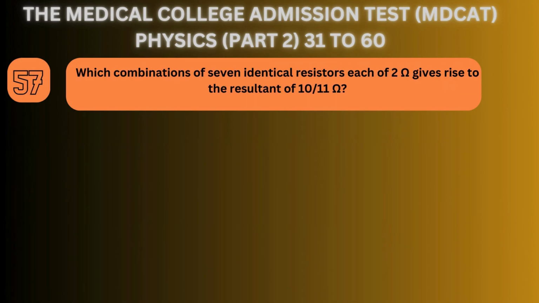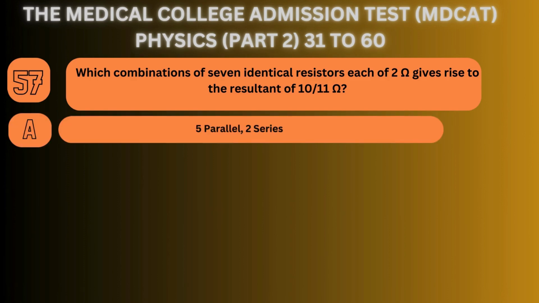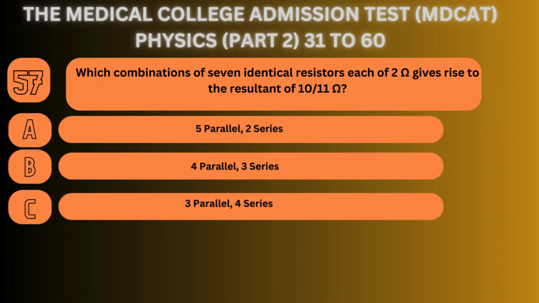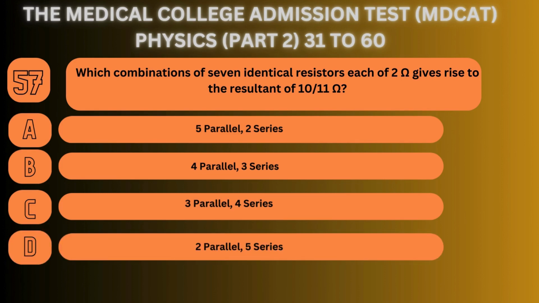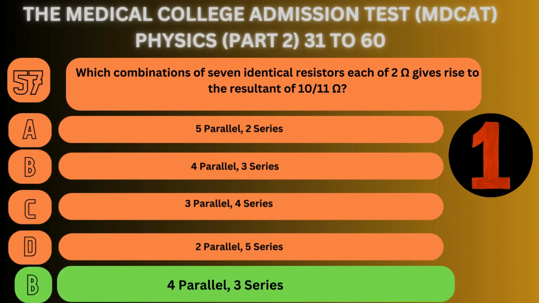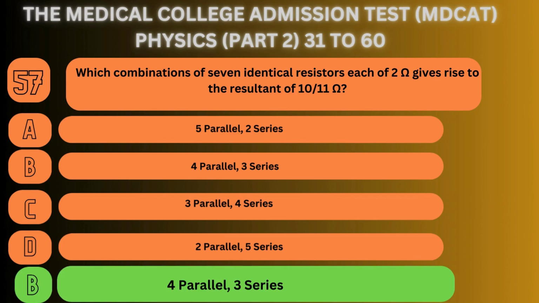Question number 57. Which combination of 7 identical resistors, each of 2 ohms, gives rise to the resultant of 10/11 ohm? Option A, 5 parallel, 2 series. Option B, 4 parallel, 3 series. Option C, 3 parallel, 4 series. Option D, 2 parallel, 5 series. 5, 4, 3, 2, 1. Correct option is B, 4 parallel, 3 series.